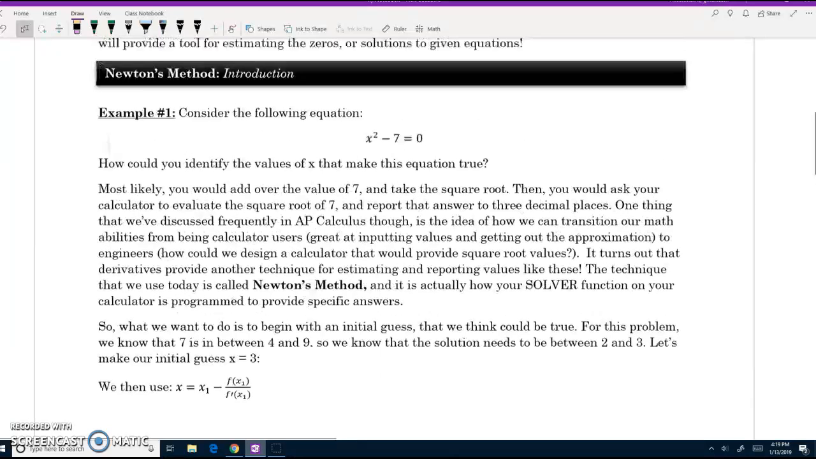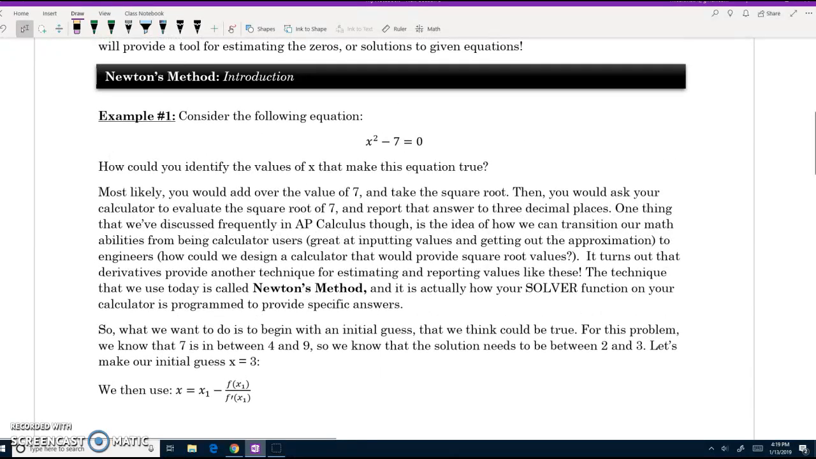We're going to start off with a pretty simple equation. We want to check out x squared minus 7 is equal to 0. The notes ask, how could you identify the values of x that make this equation true? Most likely you'd add over the value of 7 and then take the square root. Back in Algebra 2, we'd say x squared is 7, take the square root of both sides, and say x is equal to plus or minus the square root of 7.